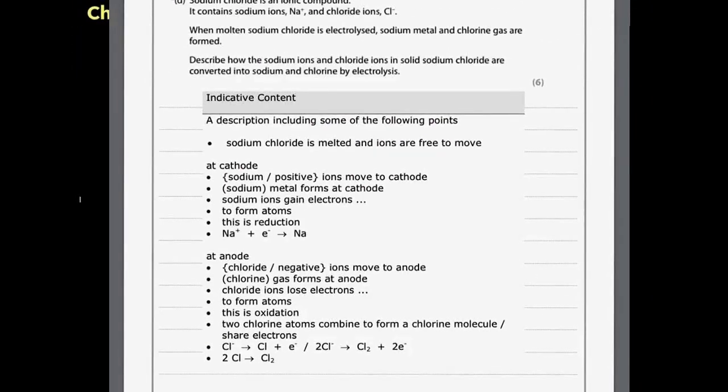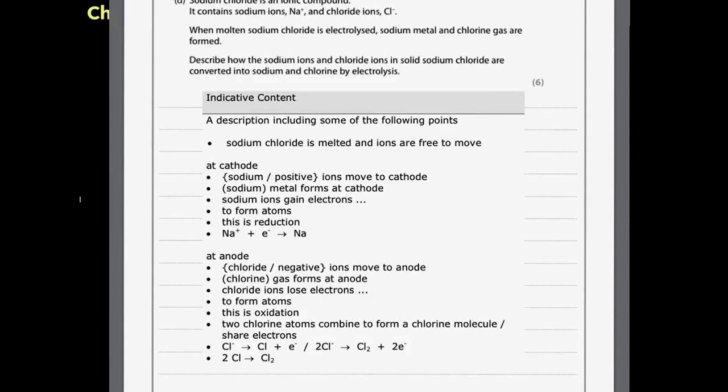So this is a 6-mark question, and it says sodium chloride is an ionic compound. It contains sodium ions, Na+, and chloride ions, Cl-. When molten sodium chloride is electrolyzed, sodium metal and chlorine gas are formed. Describe how the sodium ions and the chloride ions in the solid sodium chloride are converted to sodium and chlorine by electrolysis. So this is 6 marks, so you'll need to mention the following things.